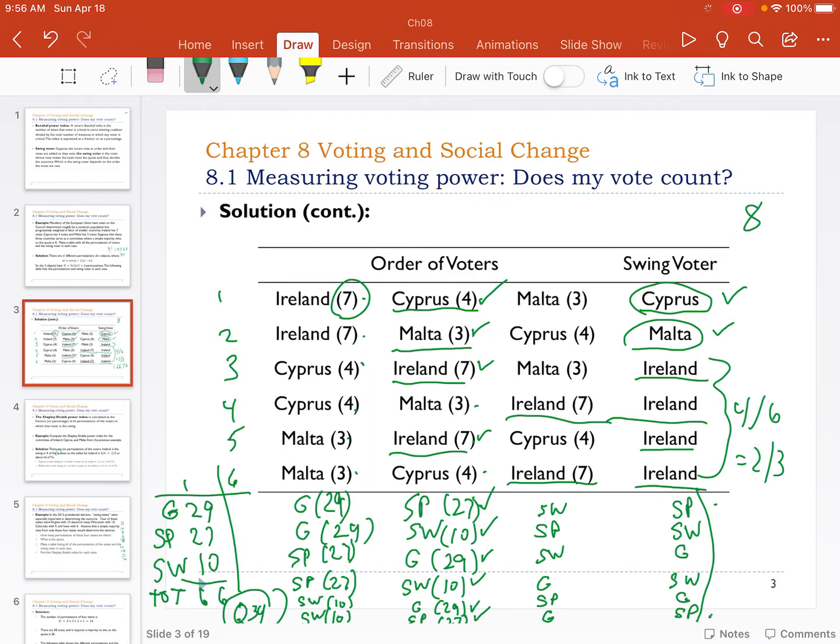There are 6 of them. 3 factorial is 6. 3 times 2 times 1. Spain shows up twice. Germany only shows up twice, surprisingly, even though it has more votes. And Sweden, even though they only had 10 votes, they show up twice as well. Each one of them has 2 out of 6, or 1/3. So I'll just say each. It's a 3-way tie, 33%. 33 and a third percent, 33.3% is all good.